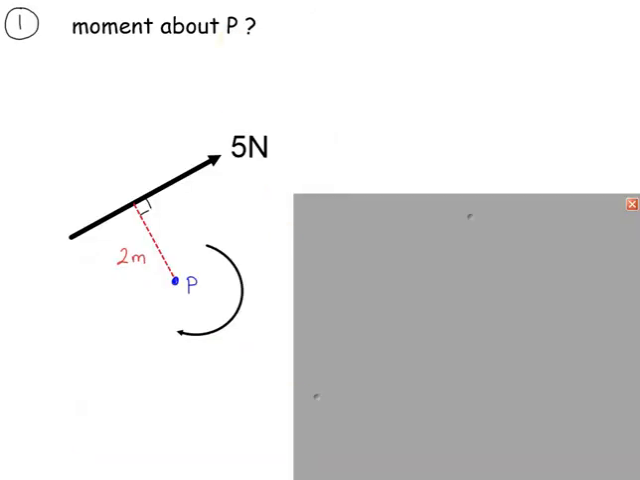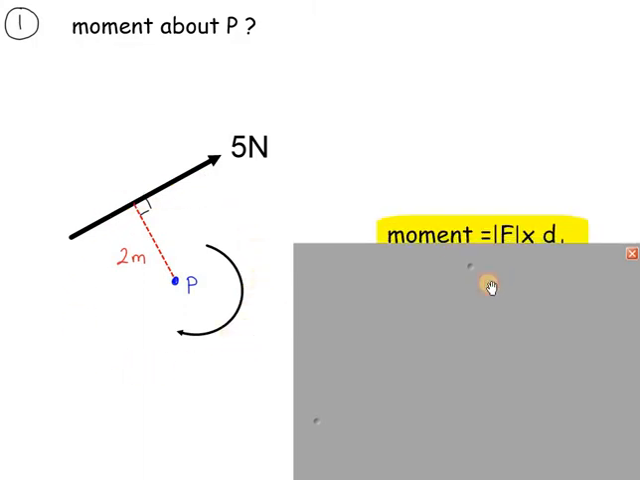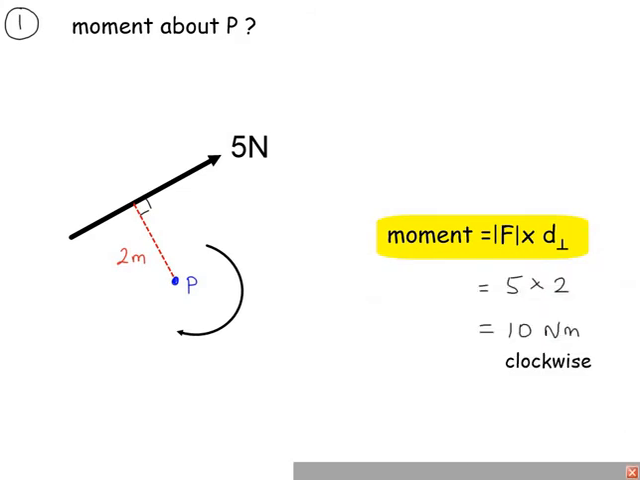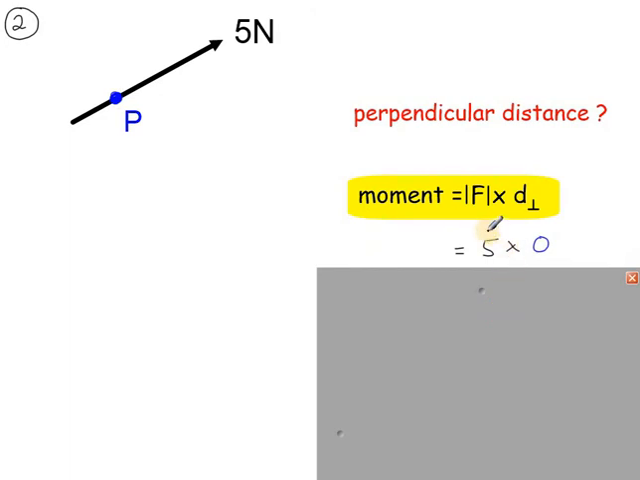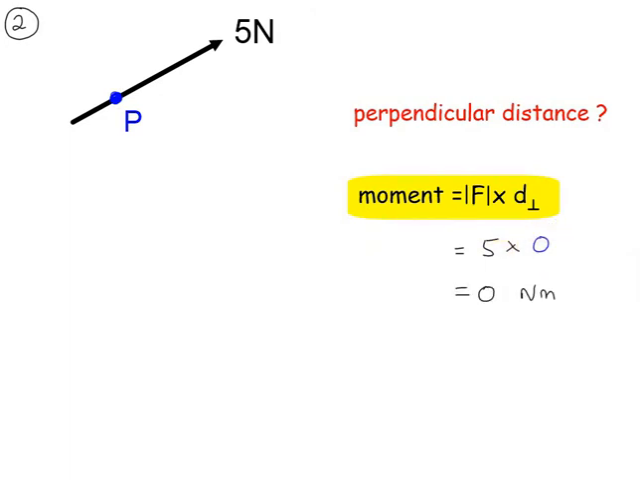So example 1, we want the moment around the point P, that's our pivot point, and looking at the direction of this arrow for the force relative to the pivot point, we're going to get clockwise motion in this direction. So formula, put in the numbers, 10 Newton meters clockwise. You must state the direction. In this example, the perpendicular distance between the force and the pivot point is 0. So it's force times perpendicular distance, 0 Newton meters.